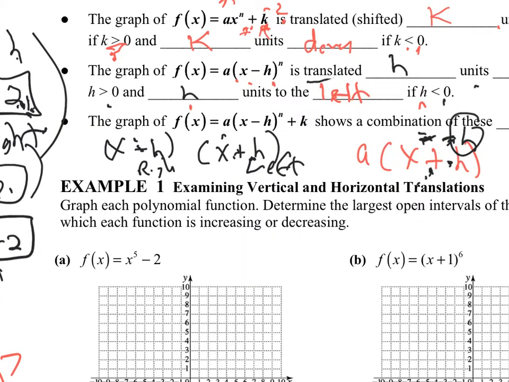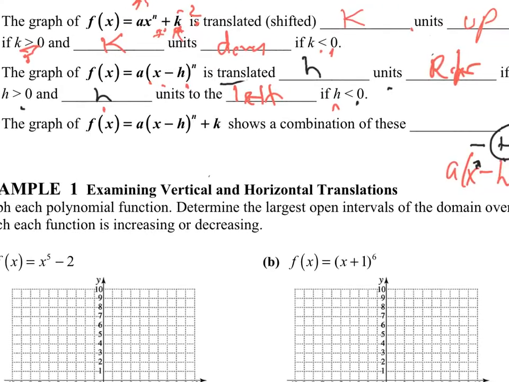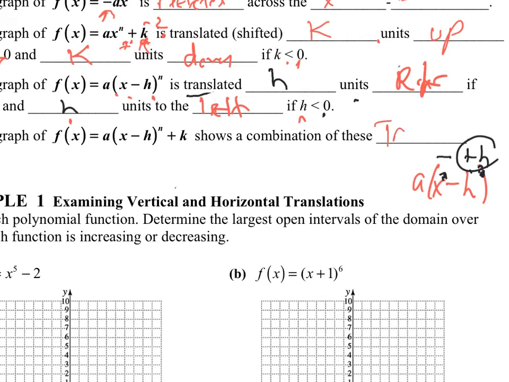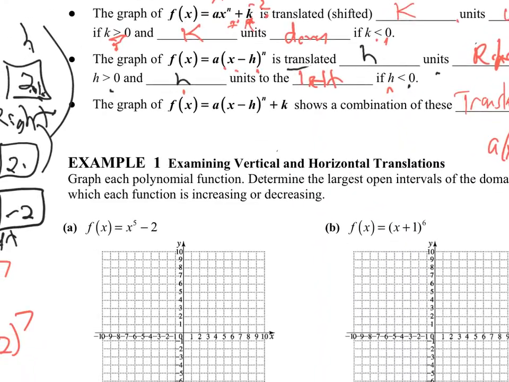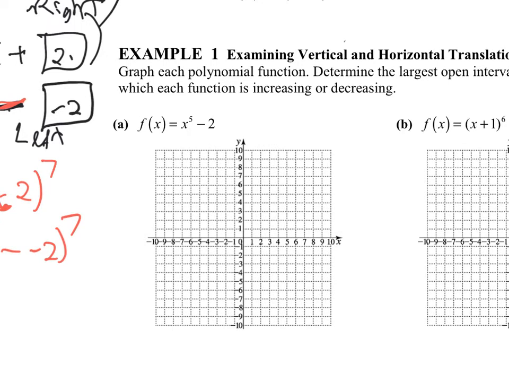What if I do, let me erase my chicken scratch here so I can answer that last thing. The graph of f of x equals, there's an a, there's a minus h, there's a plus k here. Shows a combination of these. The generic word for everything that's happening are called translations. It just means things are moving around. Things are flipping, things are stretching, whatever. You ready for your first problem? Now we're doing it by hand.